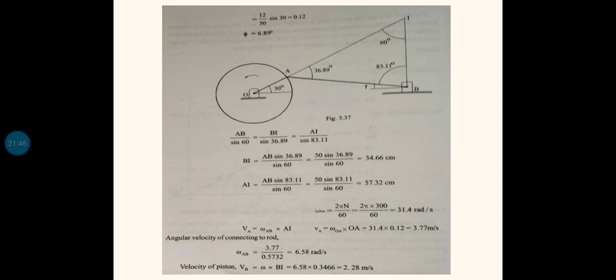I think this problem is very important. In your syllabus, it is given that we only have to study the concept of the instantaneous center. But in the last exam, I think the university asked a problem from this topic. So you can expect a problem from this topic in this exam also, and it is going to be a much more difficult problem. So it is very important to go through these types of problems while studying the topic. Okay, all the best.